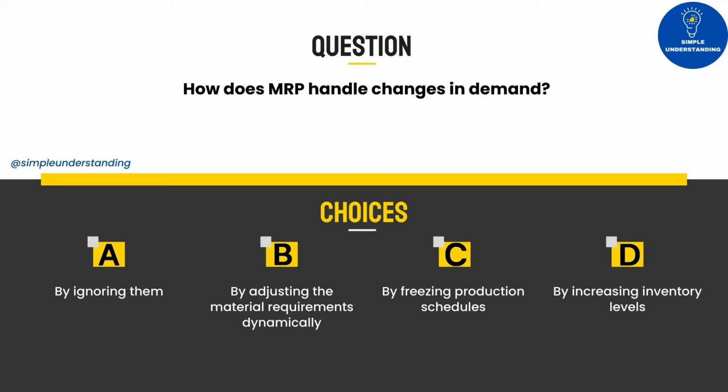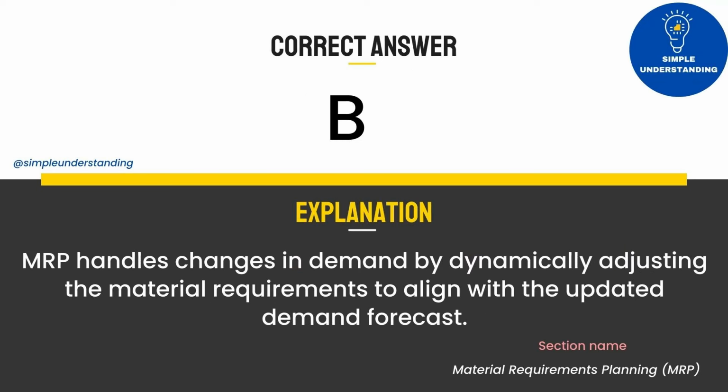9. How does MRP handle changes in demand? A. By ignoring them. B. By adjusting the material requirements dynamically. C. By freezing production schedules. D. By increasing inventory levels. Correct answer, B. Overall explanation. MRP handles changes in demand by dynamically adjusting the material requirements to align with the updated demand forecast.